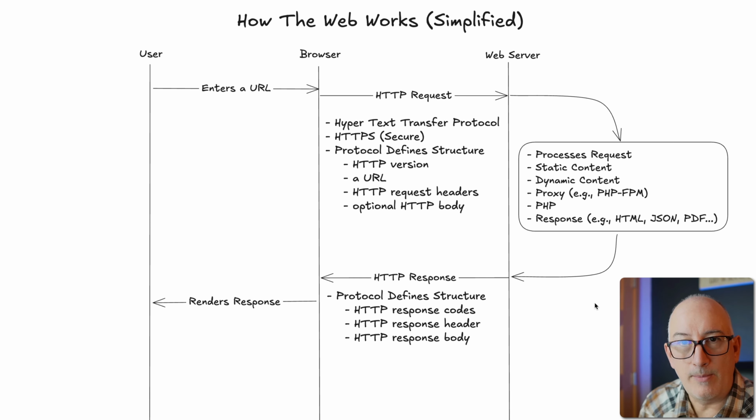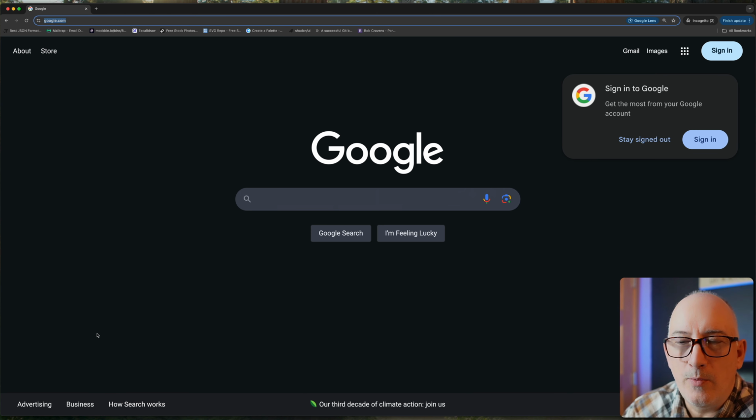When it gets HTML, it renders it into the page that we can see. When it gets something like an image, that might be embedded in the page, or it might be something that you wanted to download. Same thing with a PDF. A PDF could be rendered in the page, or maybe it's something you wanted to download again. All right, let's take a look at a real request.